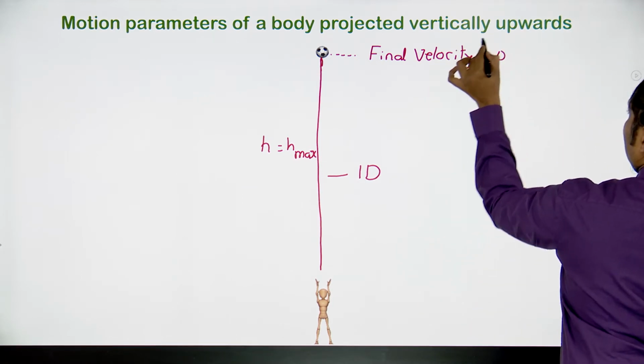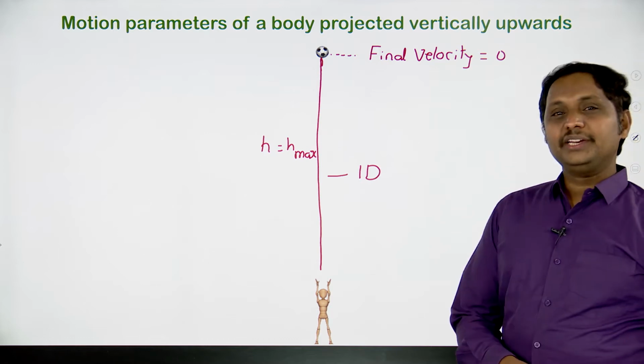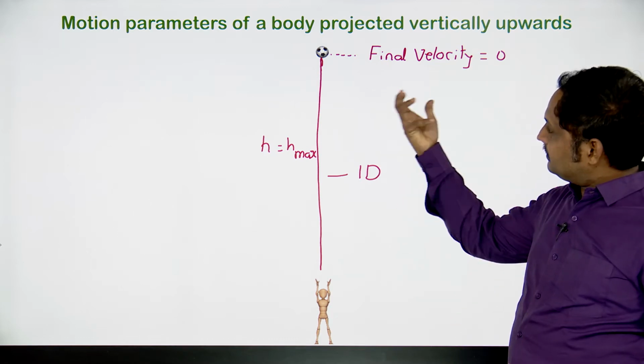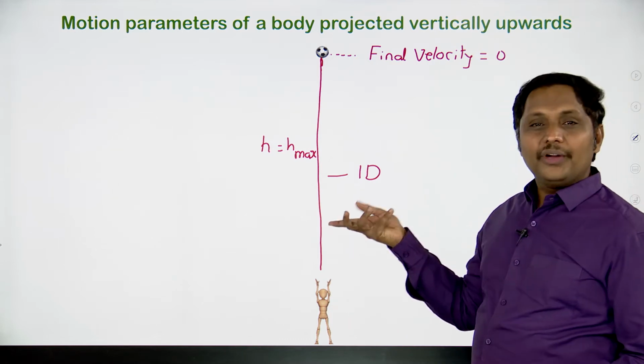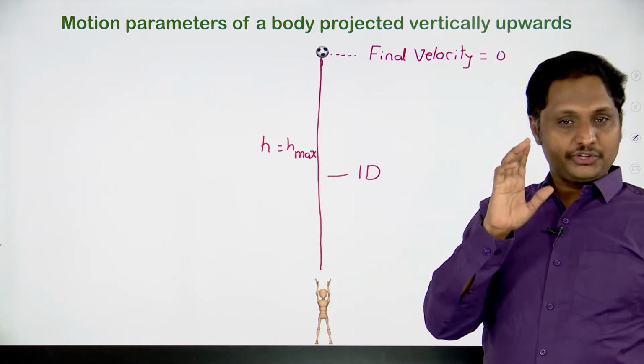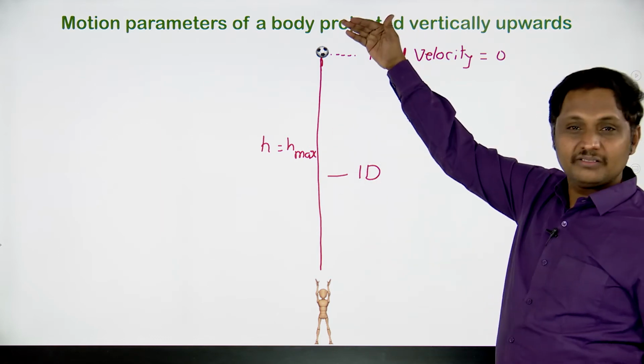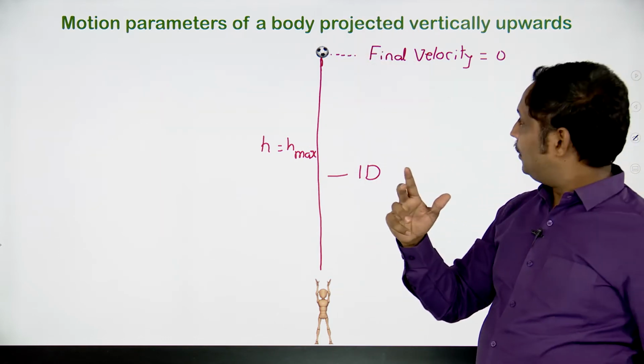T is equal to 0. Okay, how can you understand that matter? In case of a projected body where its final velocity is going to be 0, that is the maximum height. All right, it's very easy for you.